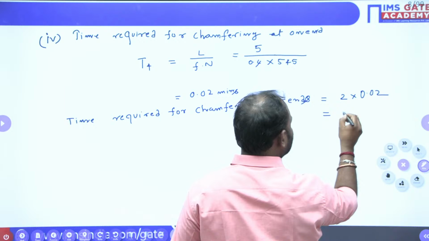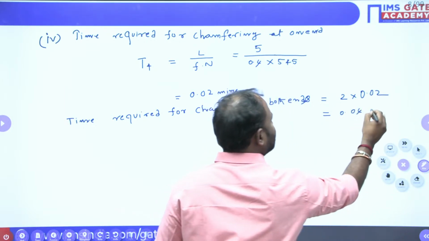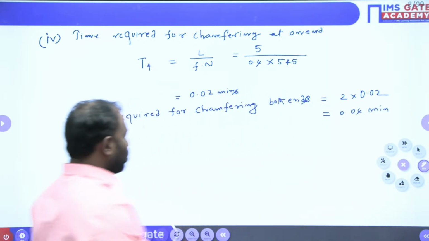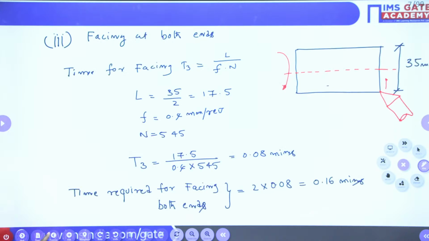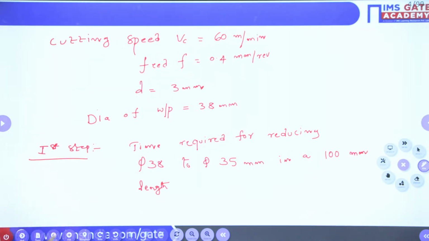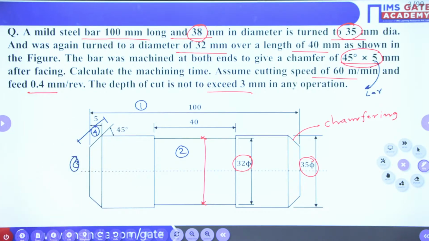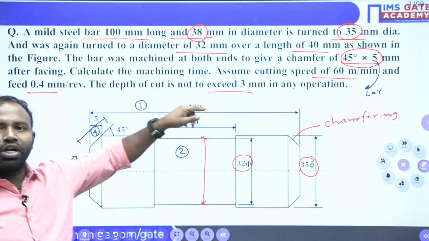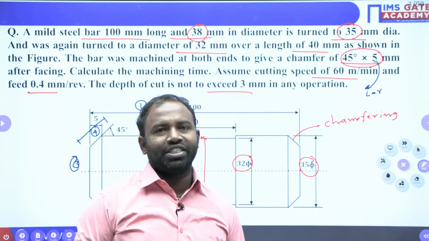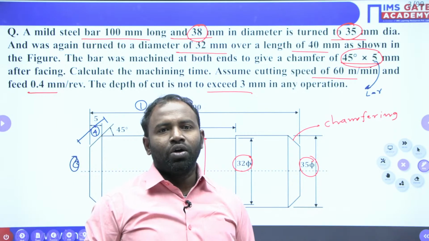Such that it is going to be 0.04 minutes, right? Now, total machining time for the job. T1 plus T2 plus T3 plus T4 equals the total machining time. Clear everybody, guys? Okay. Hope you understand.